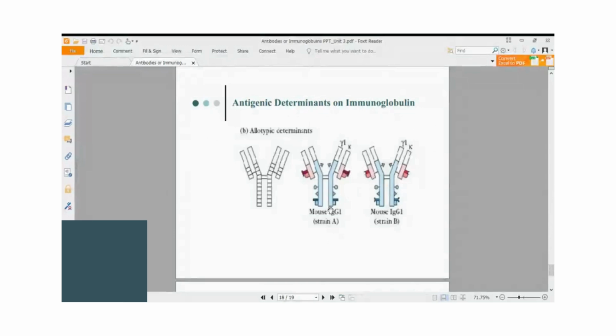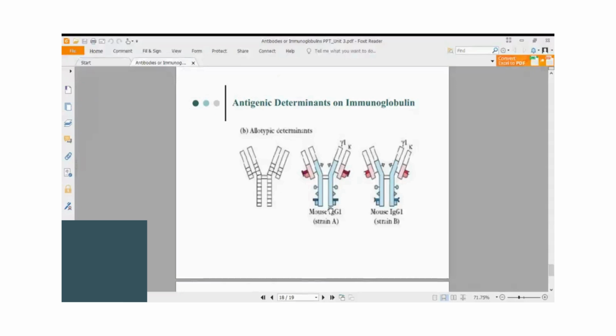It is not going to make much of a difference or problem for an individual, but sometimes it would be necessary when large volumes of antibodies or plasma are going to be given to a person for therapy.